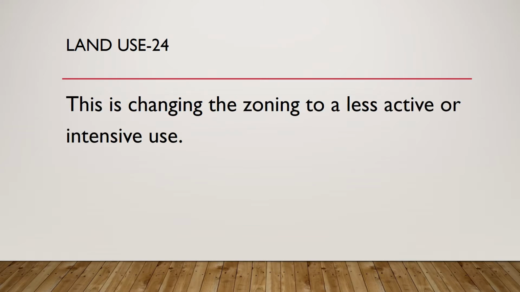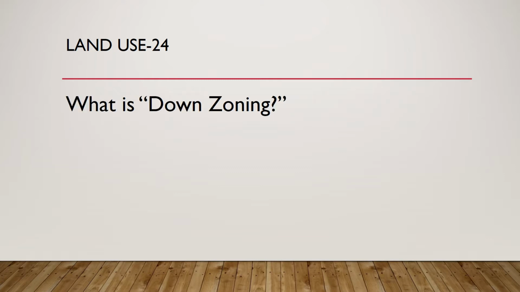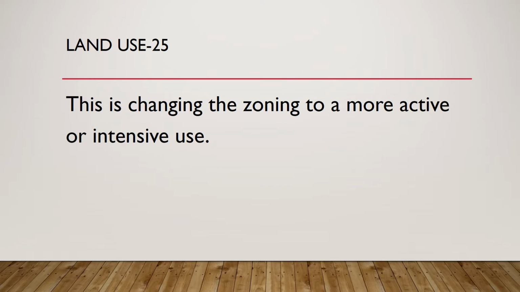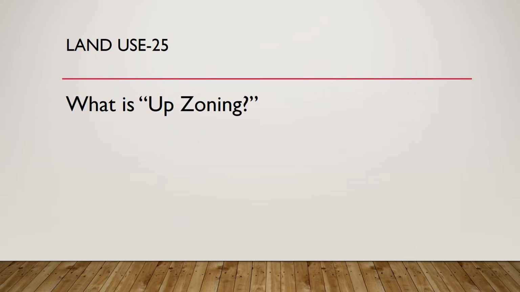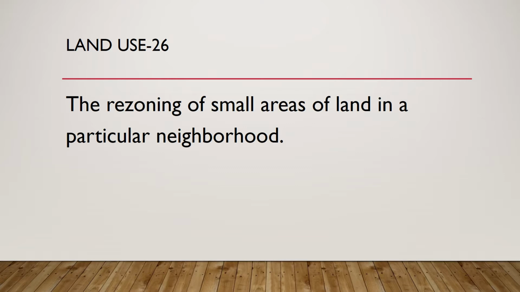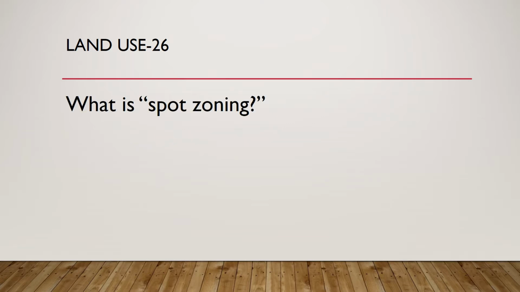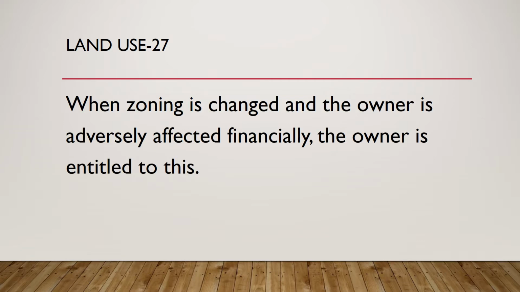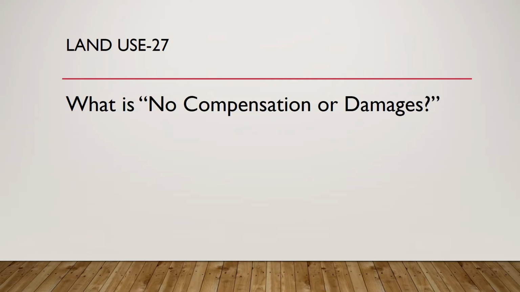Question 24. This is changing the zoning to a less active or intensive use. What is downzoning? Question 25. This is changing the zoning to a more active or intensive use. What is upzoning? Question 26. The rezoning of small areas of land in a particular neighborhood. What is spot zoning? Question 27. When zoning is changed and the owner is adversely affected financially, the owner is entitled to this. What is no compensation or damages?